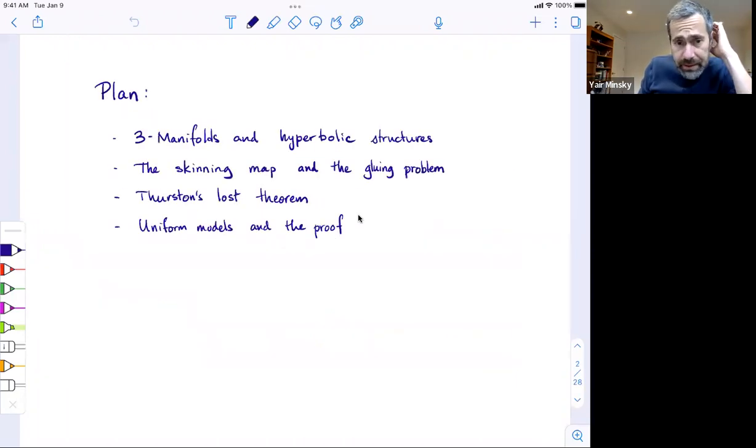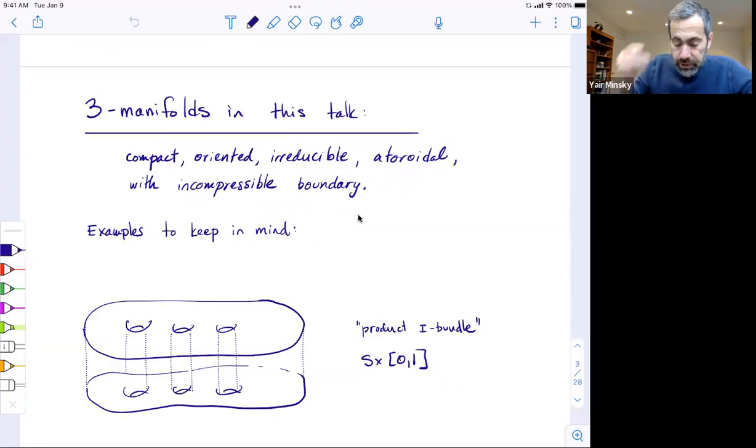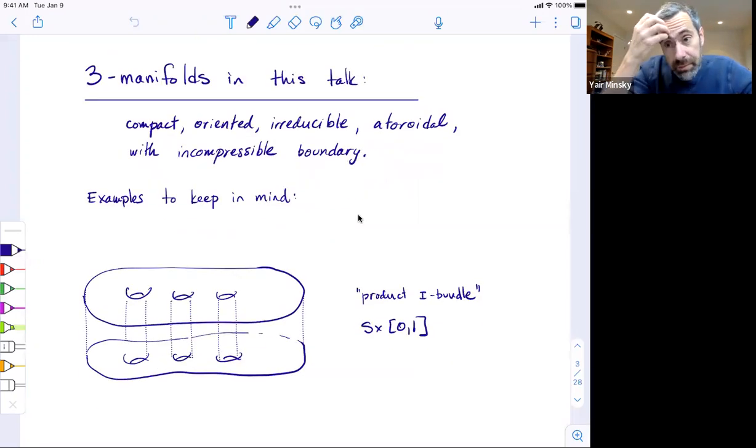So the plan is, this is kind of an old-fashioned topic, as you might guess from the fact that there's a lost theorem of Thurston in it. I want to talk a little bit about three manifolds and their hyperbolic structures, explain to you what the skinning map is and how it relates to a gluing problem for finding and controlling hyperbolic structures, and then state this theorem, which the point of it is that we have a proof of it, and say something about that.